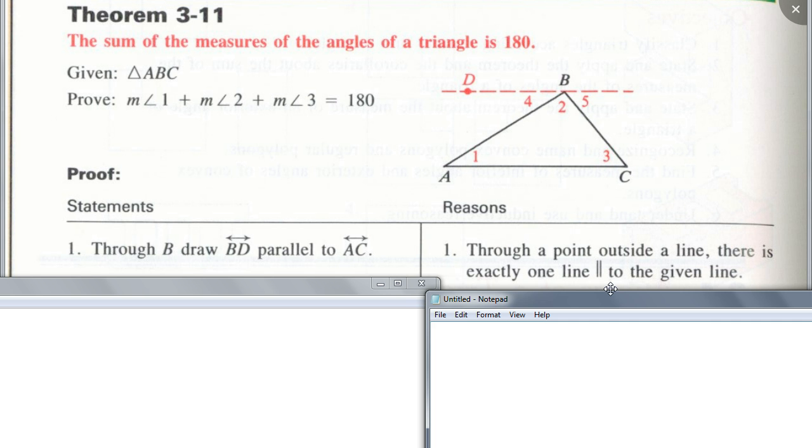Okay. Now this is the reason why we could draw the line BD, right? Because there exists a line, exactly one line as a matter of fact, that passes through B that is going to be parallel to AC. Is that okay? Now, how is that going to help us prove this? That's the key. So why do they even draw these auxiliary lines? How is this going to help us?